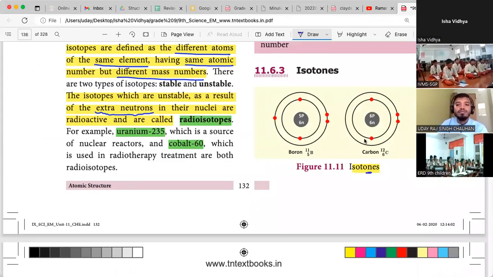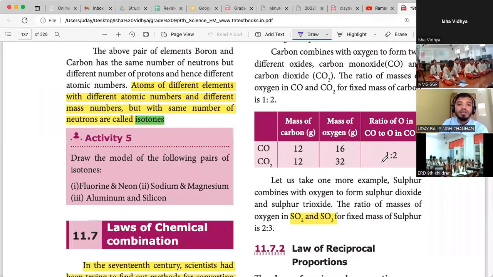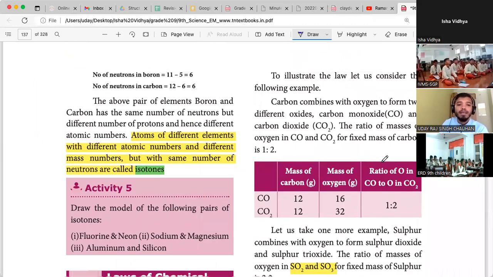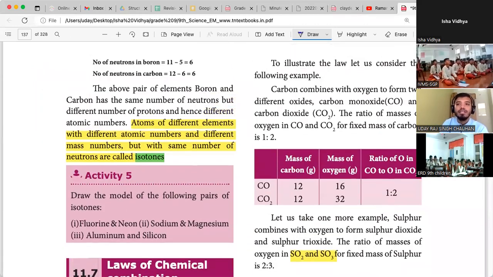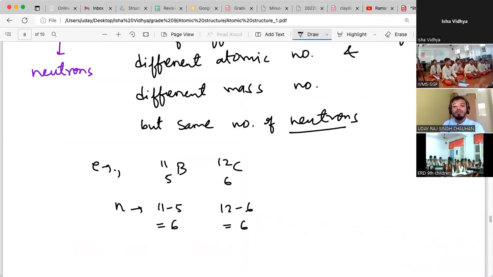Everyone, the three terms: isotopes, isobars, and isotones. Everybody is clear, right? So once again, isotopes have the same atomic number. They are atoms of the same element but different mass number. Isobars have the same mass number, right? Atomic number is different. They are different elements.